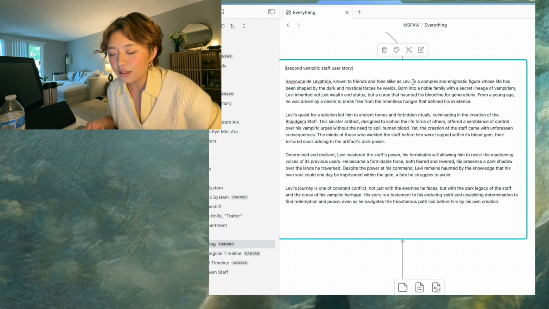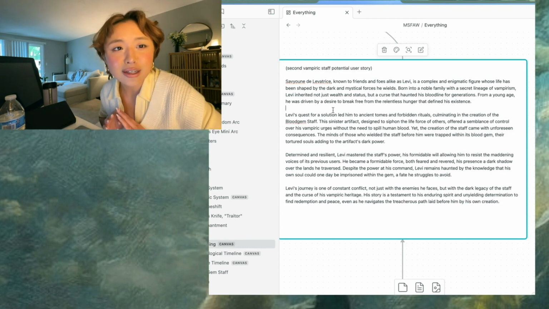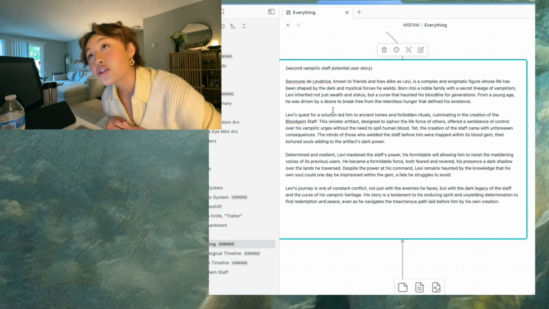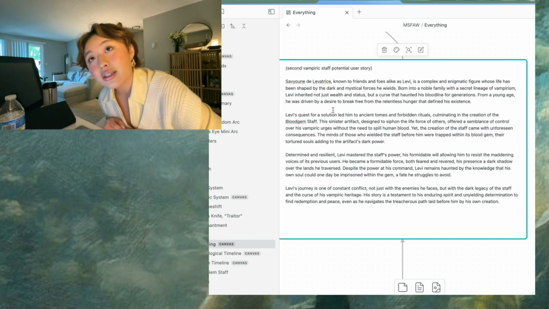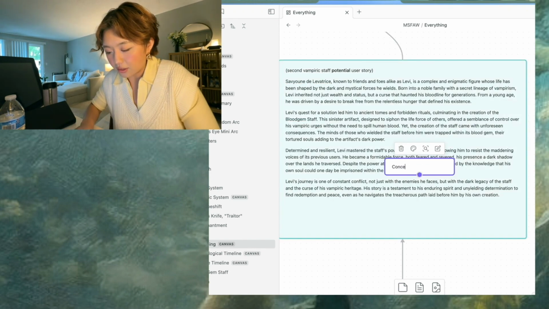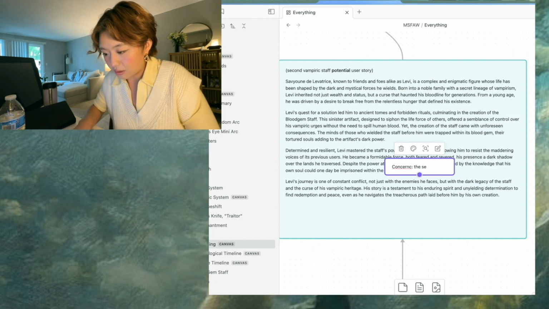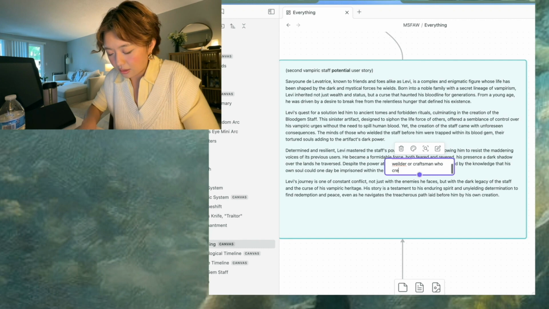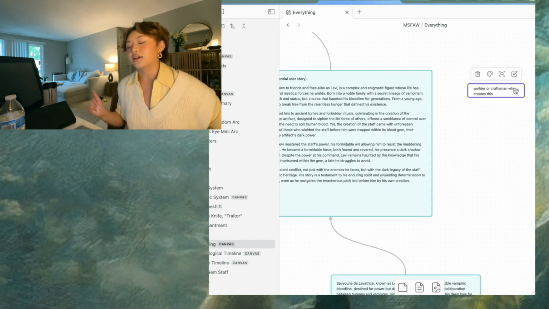Okay. I think that this is a potential story. I do think that the second user should have a very brief life. They may have turned it into a staff, but eventually the staff would have eaten him. So let's just keep that. I'm just gonna write a little note. Concerns the second wielder or craftsman who creates this. Oh, actually, okay, sorry, I was thinking.